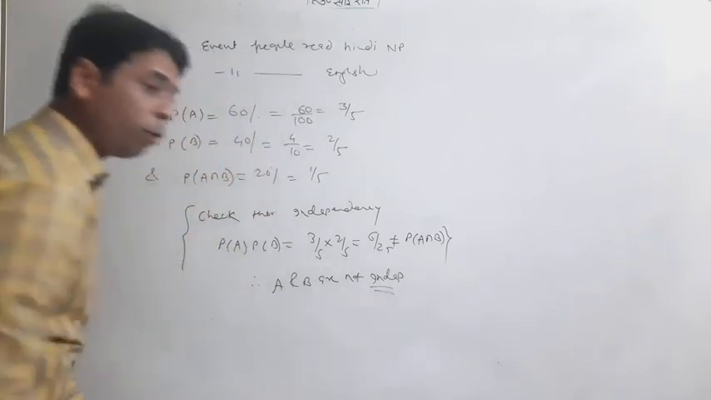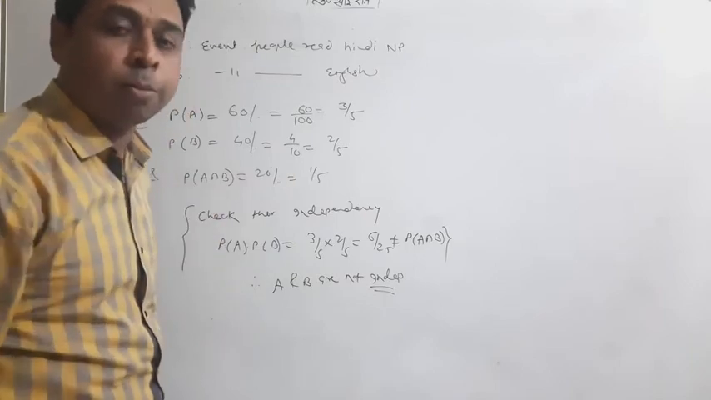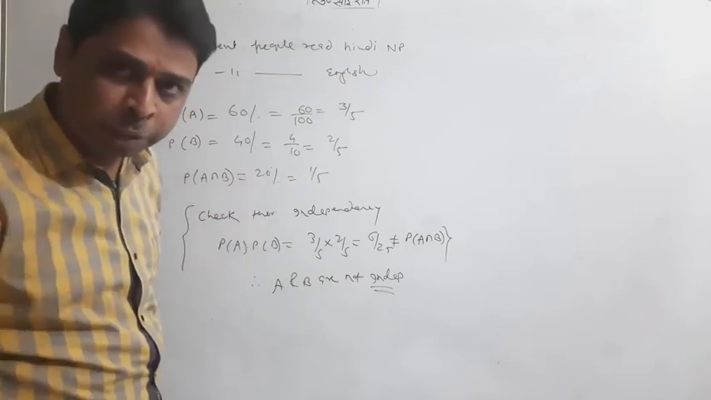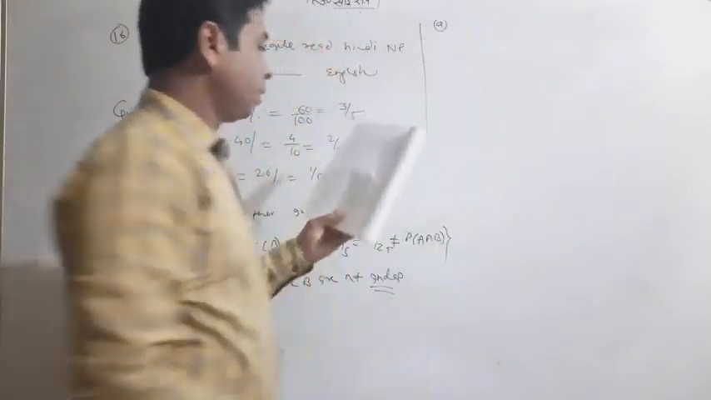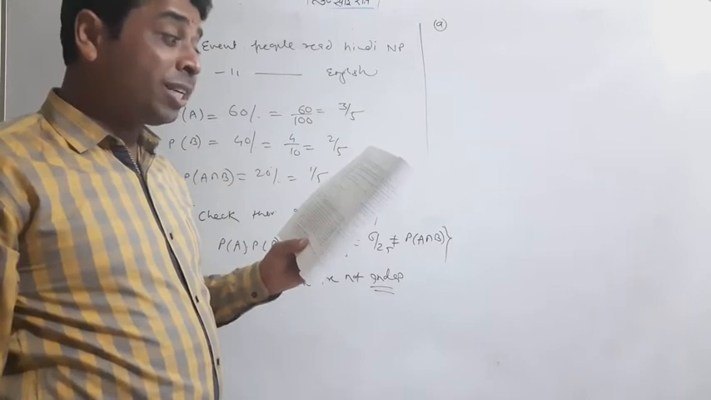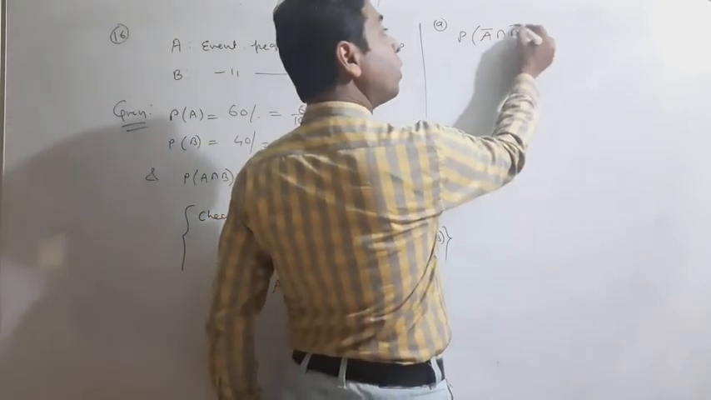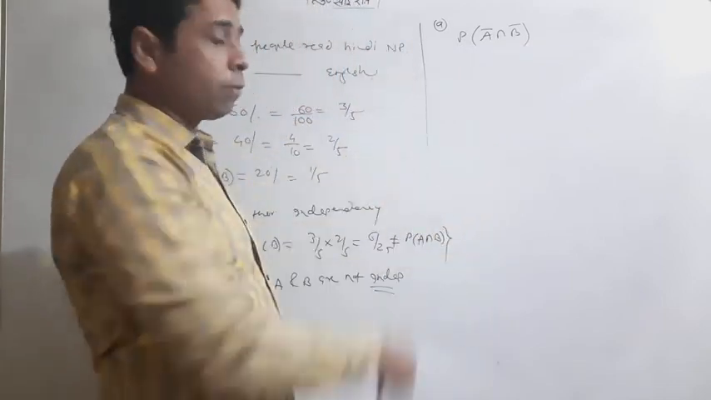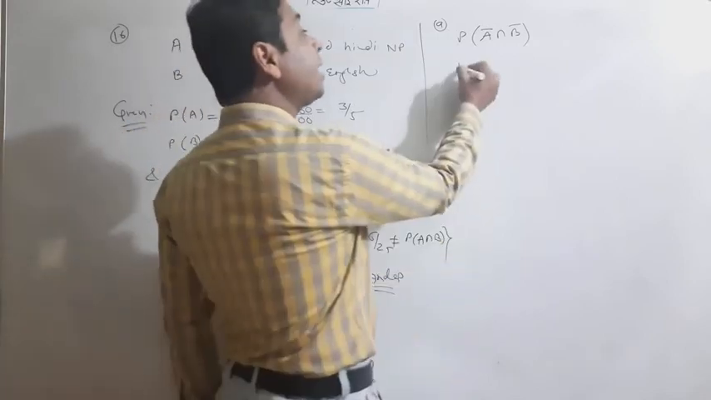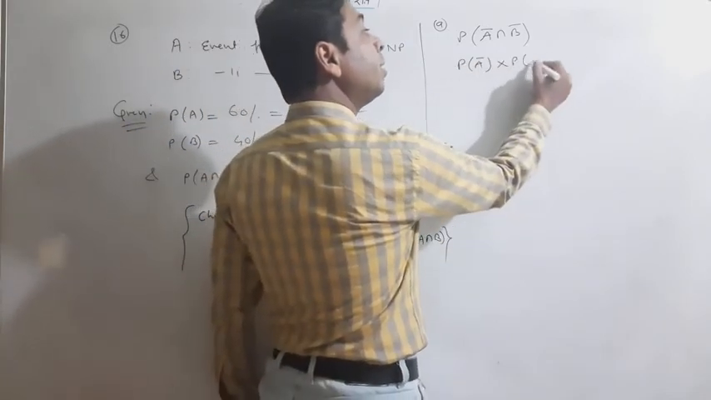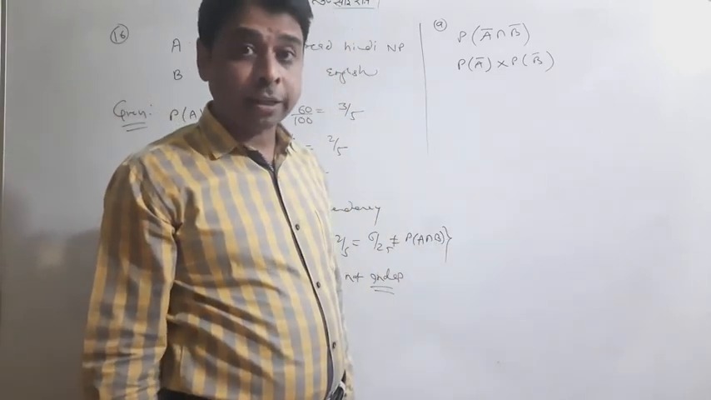So this is a very important conclusion we have obtained, which is not stated in the question, but we got from our knowledge that A and B are not independent. Now, what does the question ask? Find the probability that she reads neither Hindi nor English. Always, neither nor is followed by A naught intersection B naught. And if you are thinking that I can write it like that, sorry, you're wrong, because this can be done only when A and B are independent, but this time not.